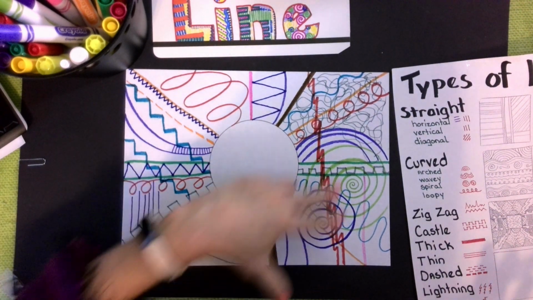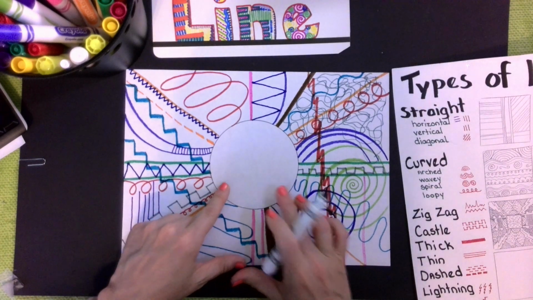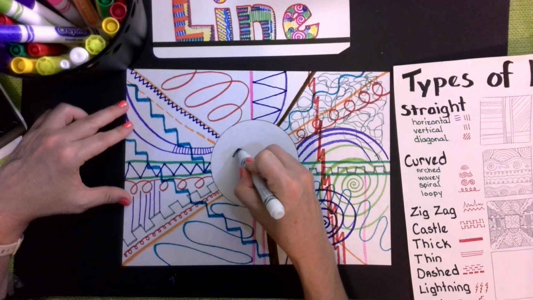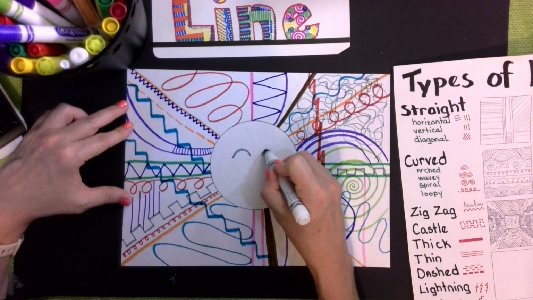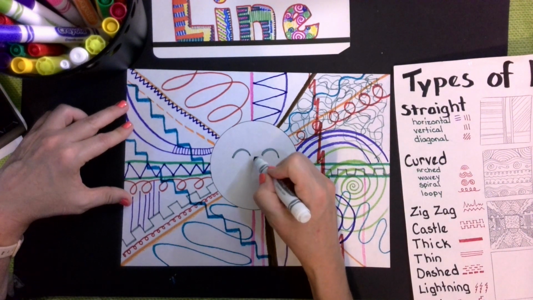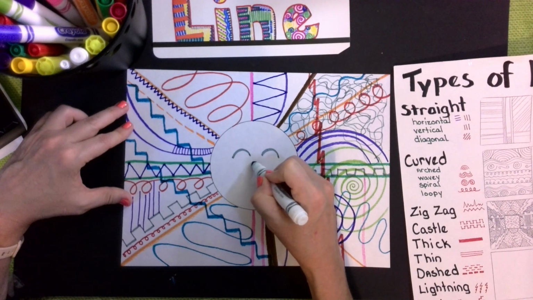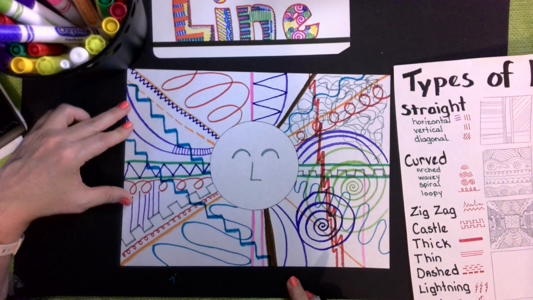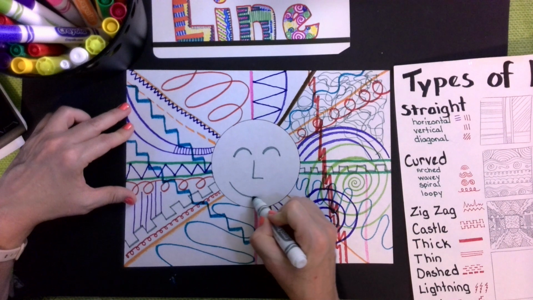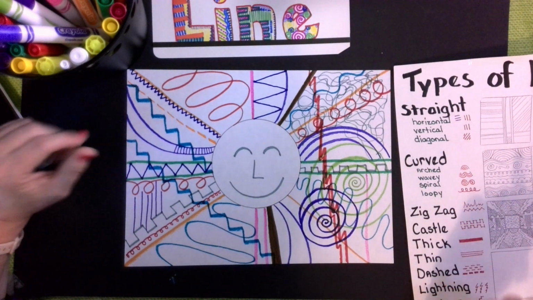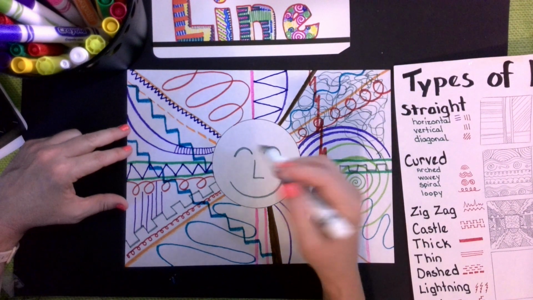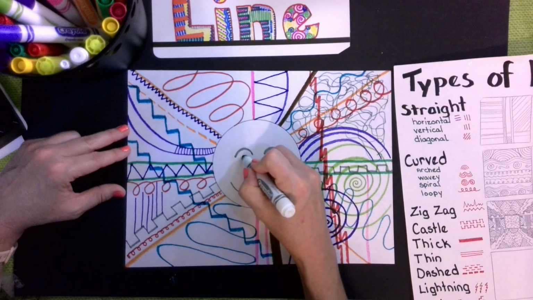All right, now that we have all of this going on, you can do whatever you want in the middle. If you want to make a nice little smiley face, you can add two of your curved lines. You can then add what I call the letter L for the nose. And go ahead and make your little smile. Color it in if you'd like. Leave it as it is. Add more details. It's entirely up to you.